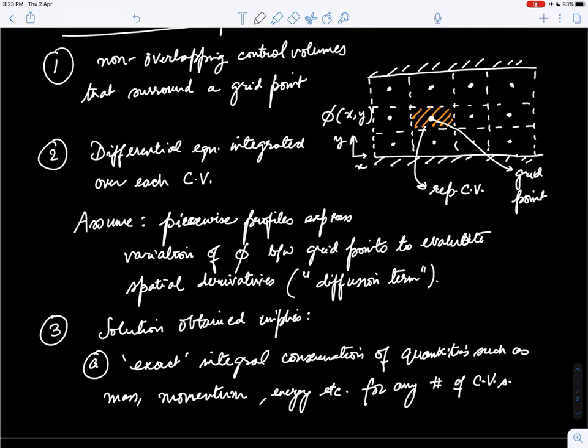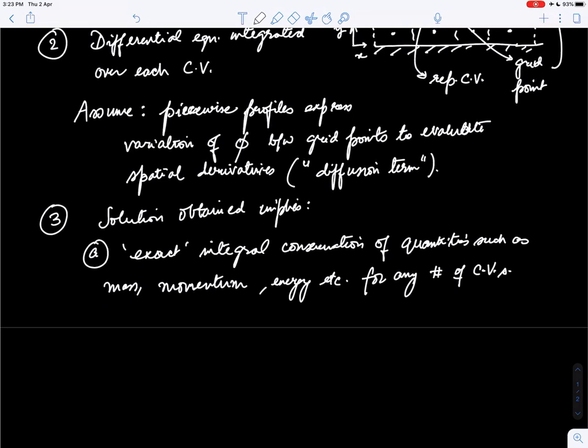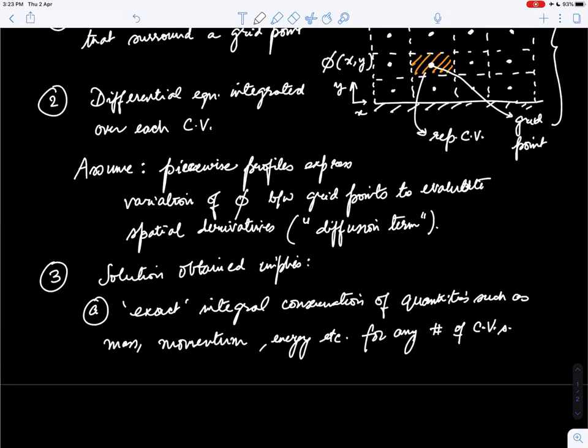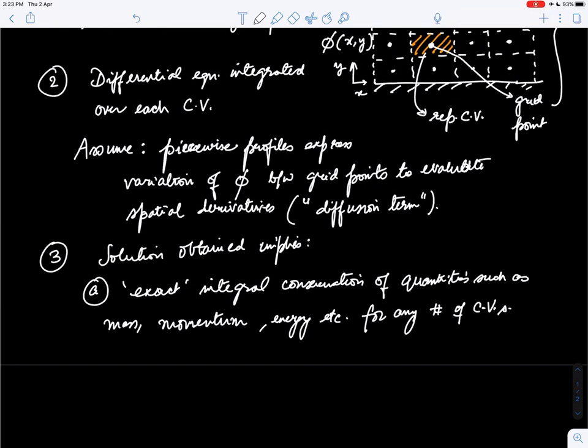It doesn't matter, with reference to this figure, how many cells we divide the entire volume into. The solution process will give us exact conservation, and so it will obey conservation over each control volume. The second thing it will also do is give us conservation over the whole calculation domain.